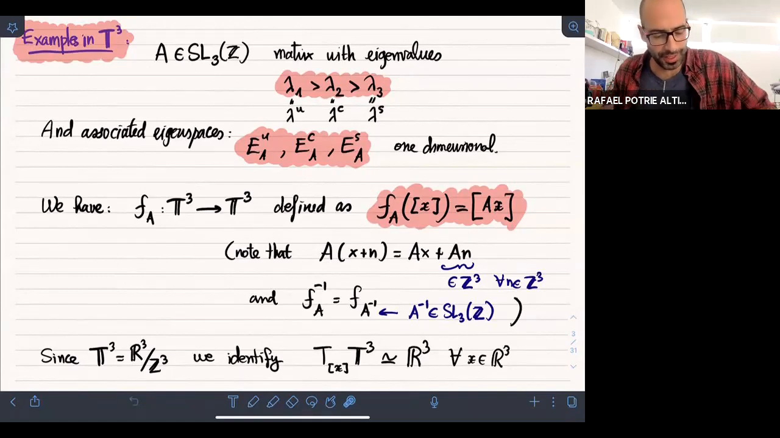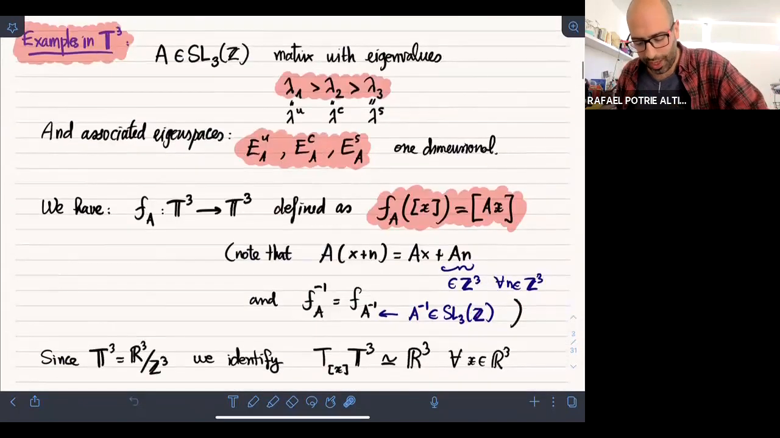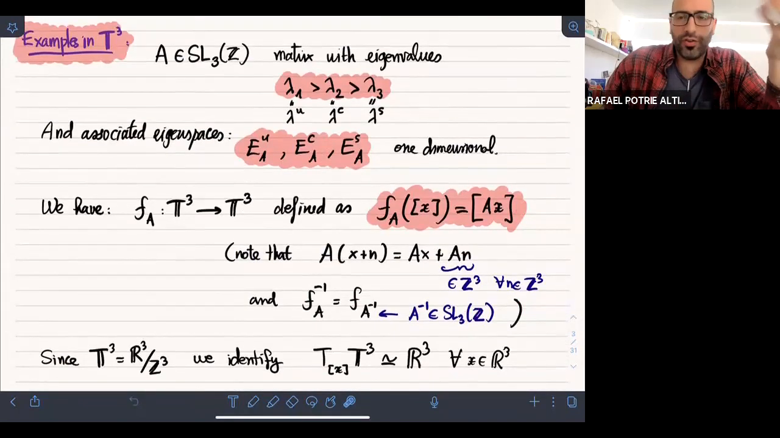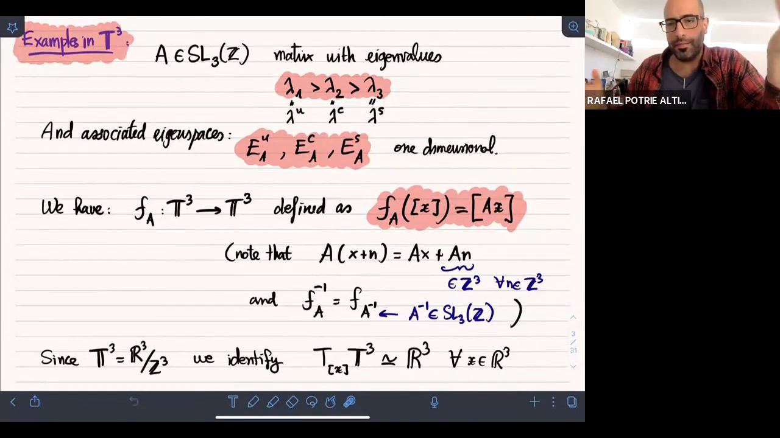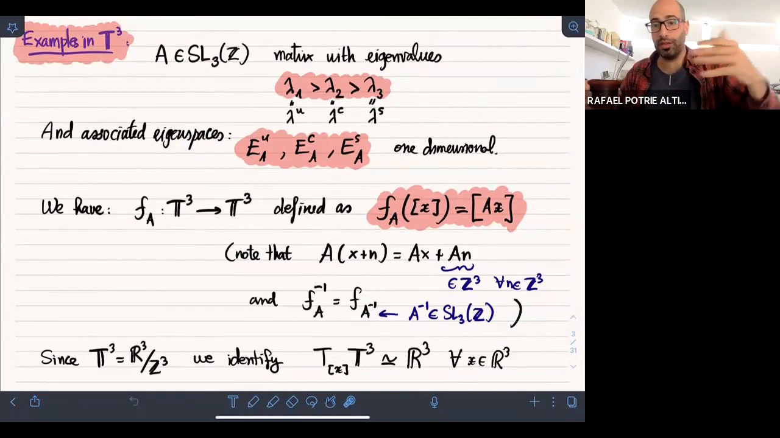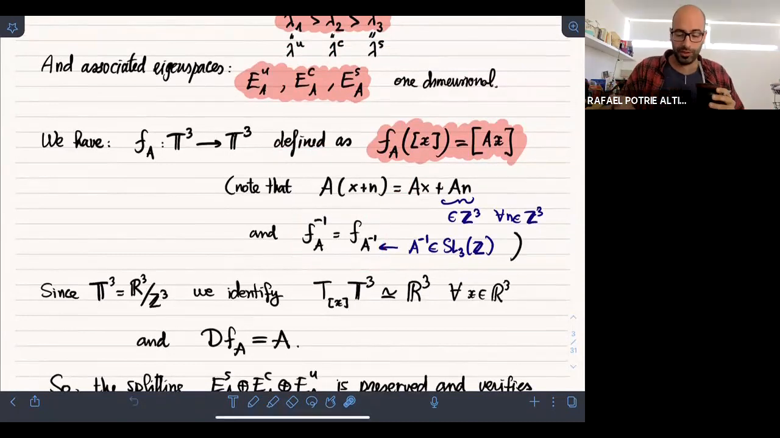Let me point out that in a more general setting, we could add here some vector B in R3, and that's also well defined. But translations in R3 are not very interesting because they are isometries. You could do something affine here, but I will restrict to this case. So you can compute that the inverse of F_A is F of A inverse, which is also a matrix in SL3(Z).